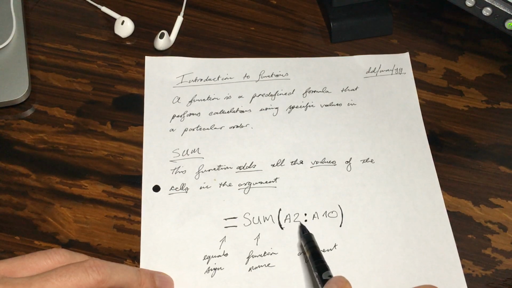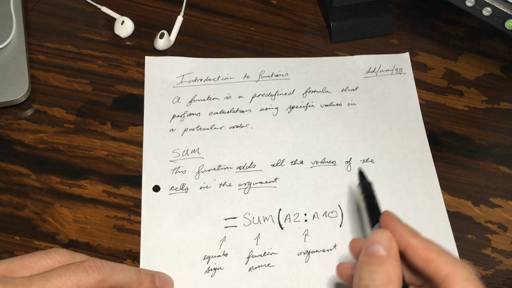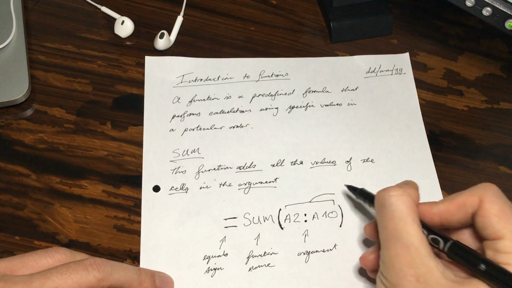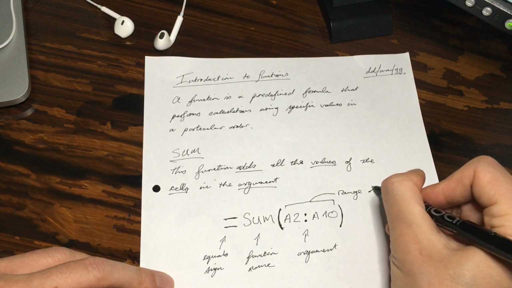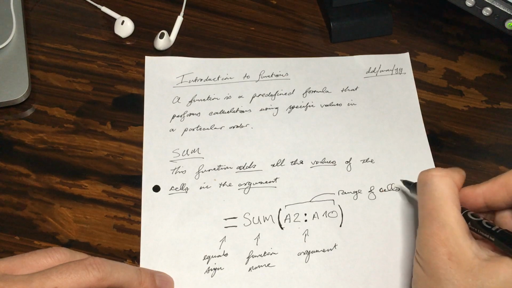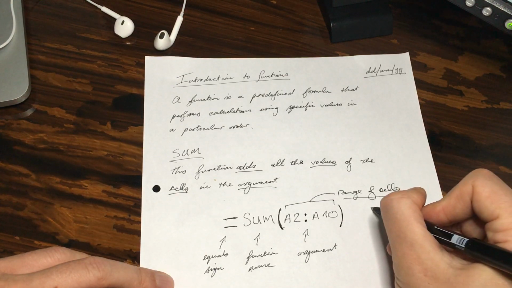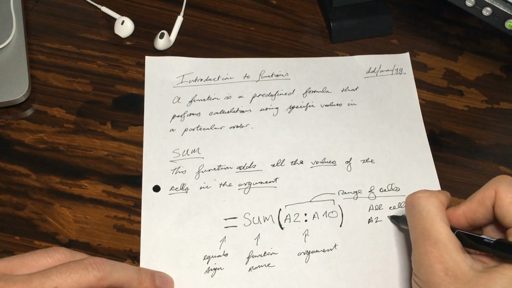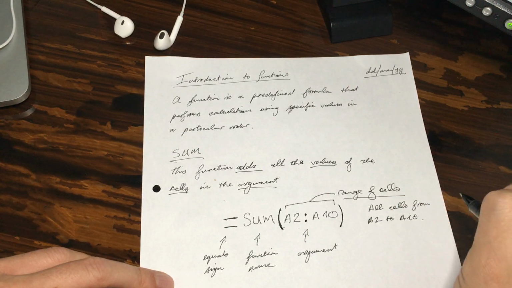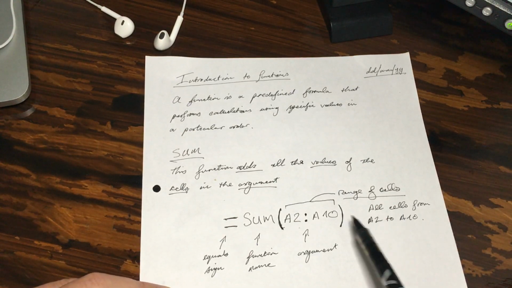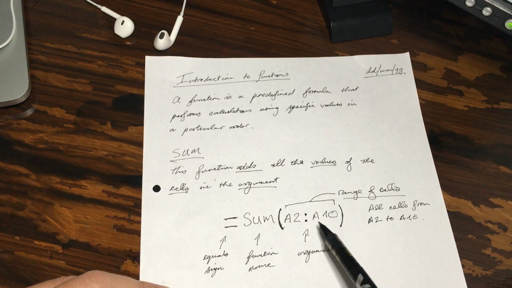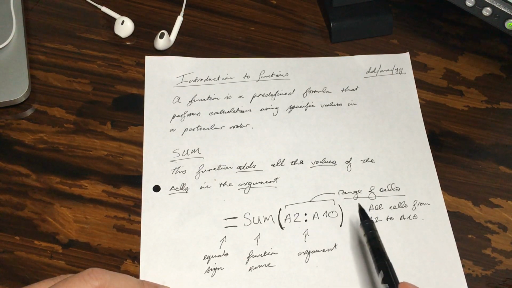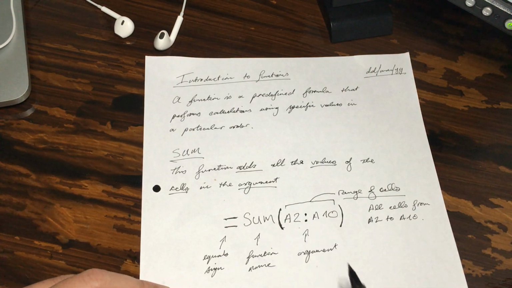So what's this function doing? This function will add all of these cells together, and these cells are a range of cells. So I will just put a little extra here and label that up, range of cells. What does that mean? All cells from A2 to A10, and it will add all of those cells up. That means A2, A3, A4, A5, A6, A7, A8, A9, A10, all of those cells will be added together if they've got numbers in them. This sum function would add all of this together.